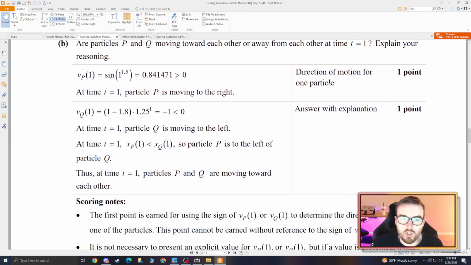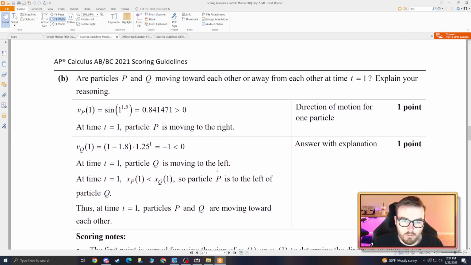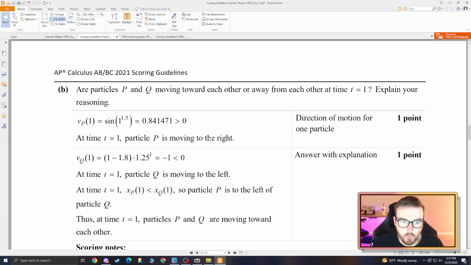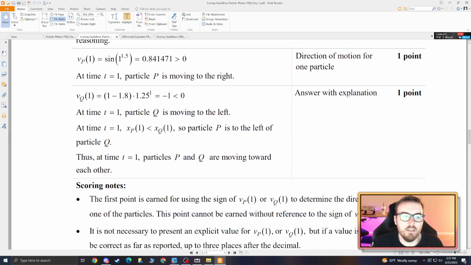The direction of motion for one particle. If you clarify that this particle is moving to the right, you're going to get a point. So mentioning direction gets you 1 point, and then putting a bow on it with an explanation gives you the other point. And look at what they're listing here. They told us one particle is moving to the right, one particle is moving to the left. They told us the positions, and thus at time t equals 1, particles P and Q are moving toward each other.